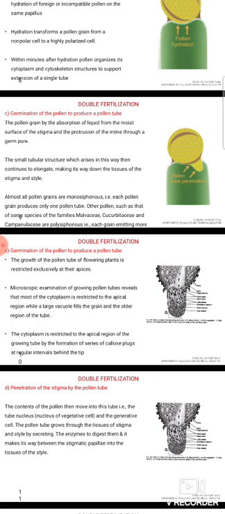Third one, germination of the pollen to produce a pollen tube. The pollen grains absorb liquid from the moist surface of the stigma, and the intine protrudes through a germ pore. A small tubular structure which arises in this way then continues to elongate, making its way down the tissue of the style and stigma.